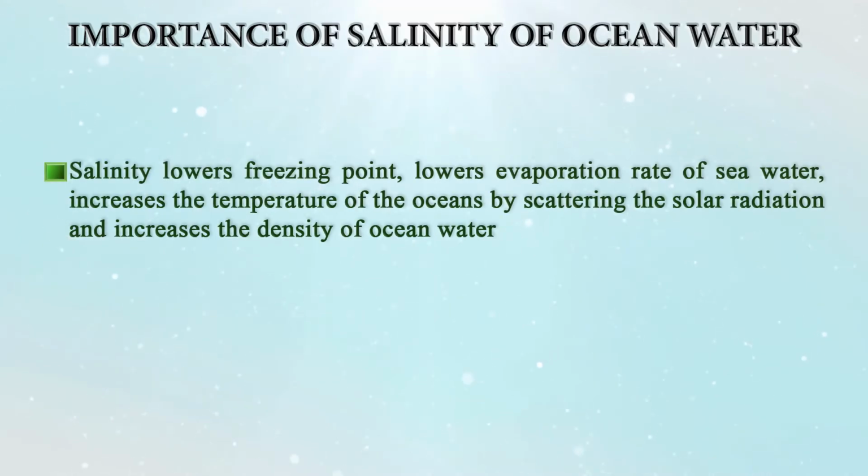Now salinity lowers the freezing point and increases the boiling point or lowers the evaporation rate of seawater. Let me explain this. Seawater contains dissolved salts, and suppose the most common salt present in seawater is sodium chloride. So when sodium chloride dissolves in water, it forms a stronger bond with water, and to break that bond, more energy is required. So the boiling point increases when salts are dissolved in water, and since boiling point increases, the rate of evaporation is lowered.